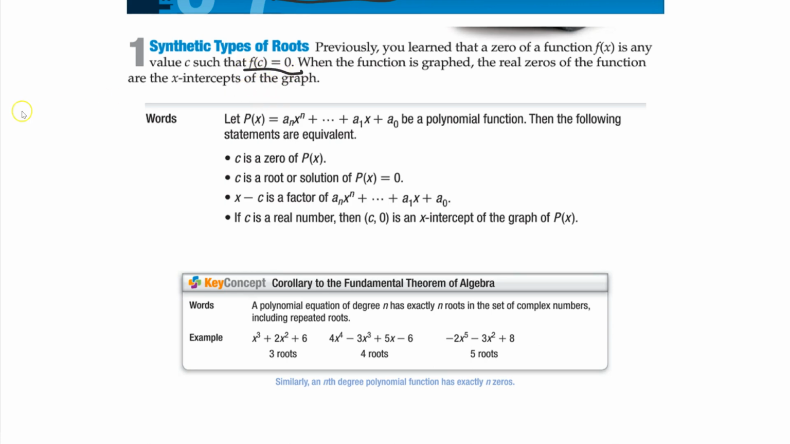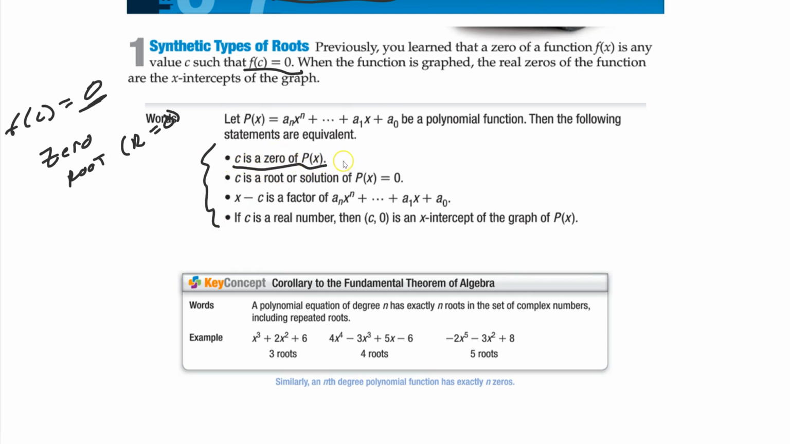When you plug something in and you get 0, we call that two things. We call it a zero of a function, and we also call it a root of a function, right? Because that means the remainder is 0. Because we learned that plugging it in and getting a 0 is the exact same thing as dividing and getting a remainder of 0. So all these things are equivalent now.